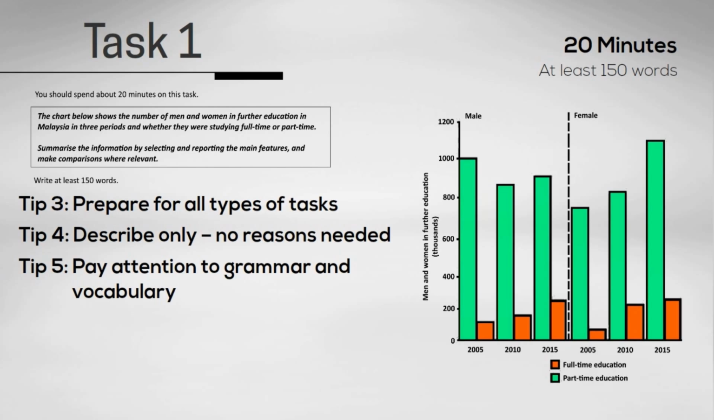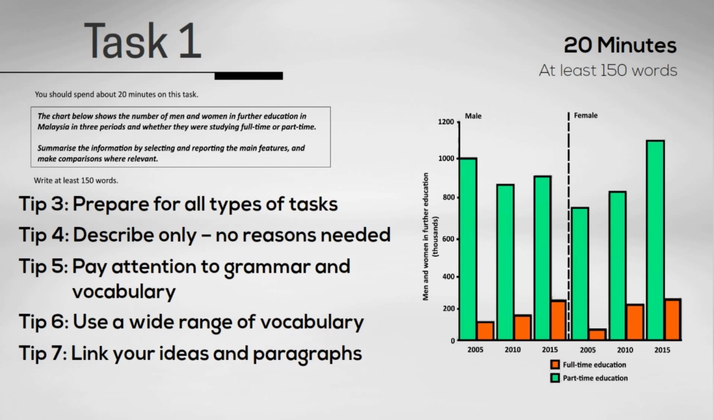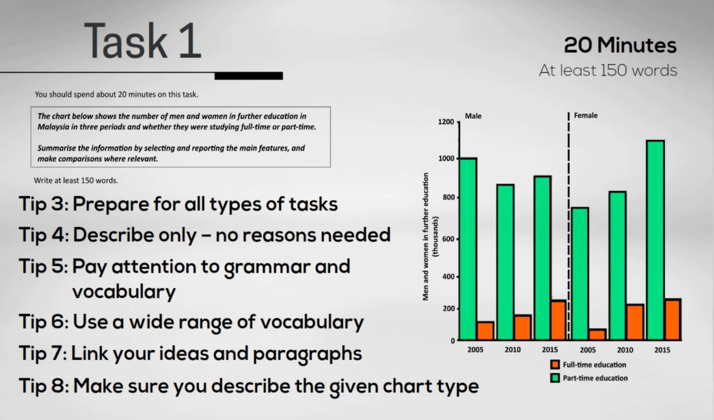Tip number 6 is to try to use as wide a variety of vocabulary as possible. But remember, don't copy from the rubric. Your organization is also important. Use paragraphs and link your ideas together. But don't overuse words such as furthermore, moreover, and besides. That's tip number 7. Finally, our last tip, make sure you do answer the question. Describe the charts presented in the task.